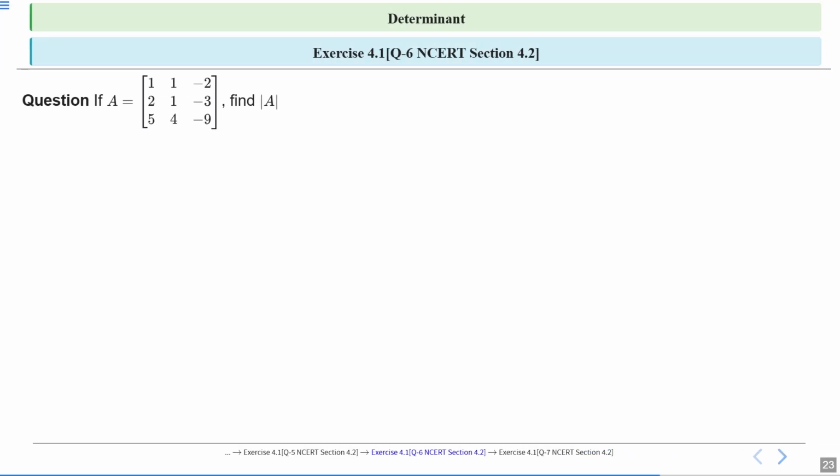So question number 6 is the same question as the previous one. We are given a matrix of order 3 cross 3. Find the determinant of A. So just calculate.